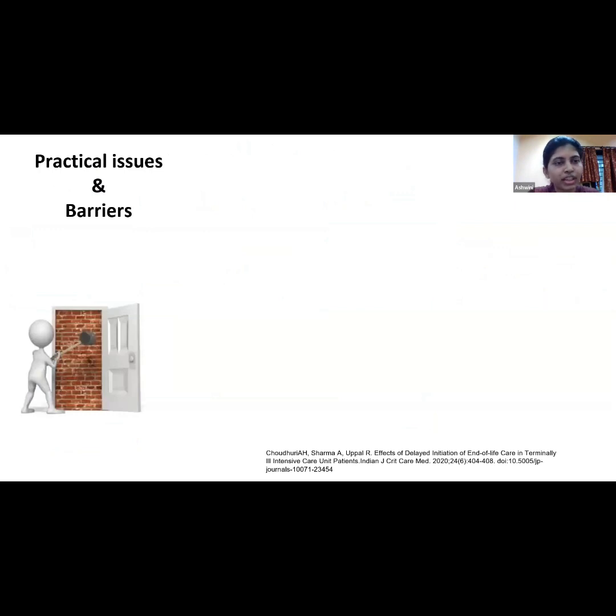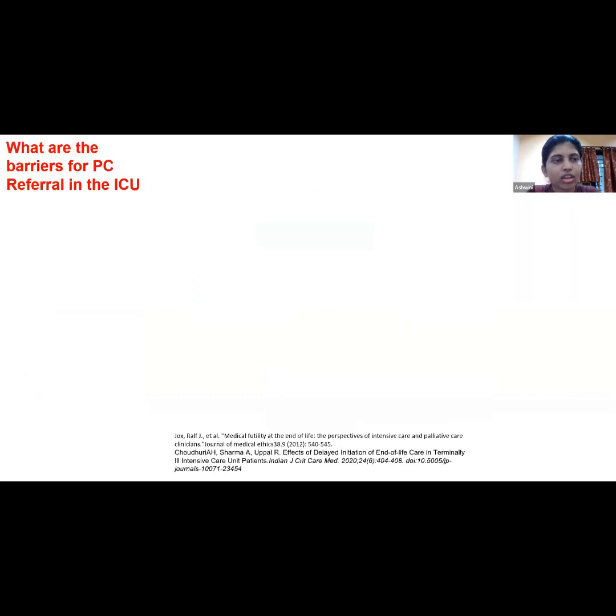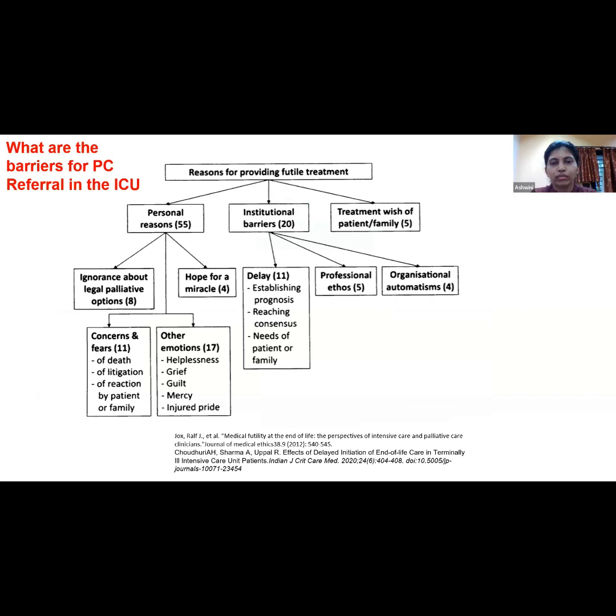So what are the practical issues and barriers? If we divide the health system into three types: microsystem, mesosystem, and macrosystem. Microsystem involves healthcare providers and patients. Mesosystem involves healthcare organizations, and macrosystem involves the health system and policy makers. So what are the barriers for palliative care referral in the ICU? They are mostly personal reasons, institutional barriers, or treatment wishes of patients or family.